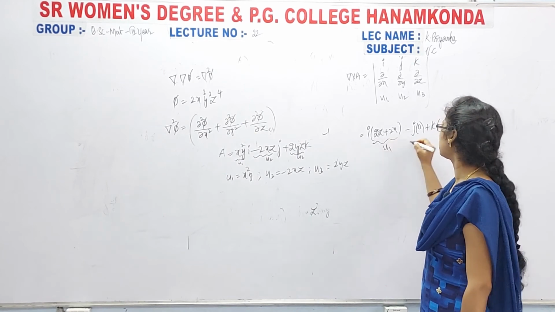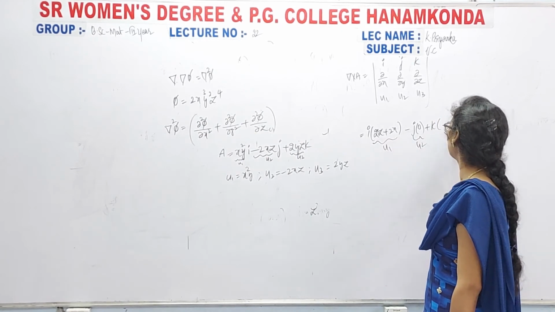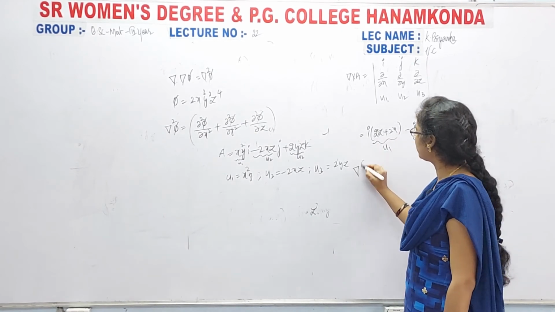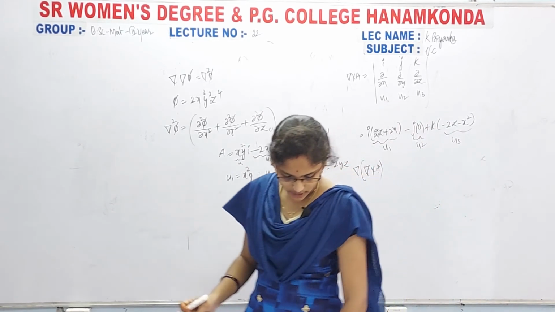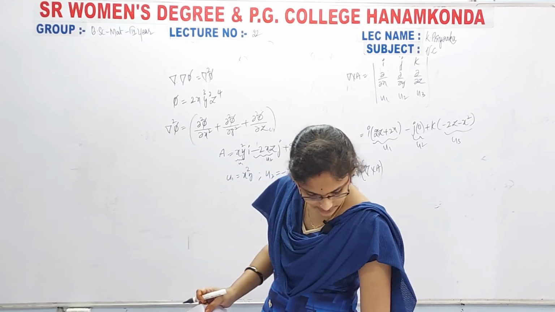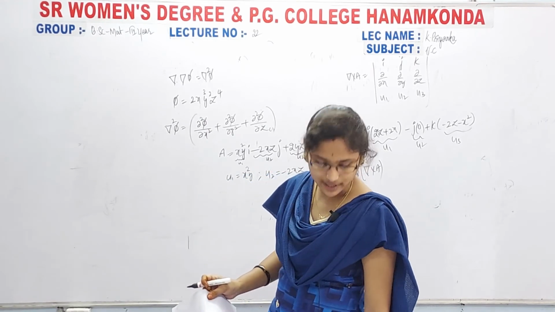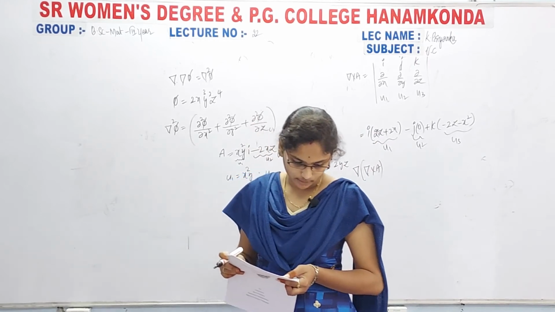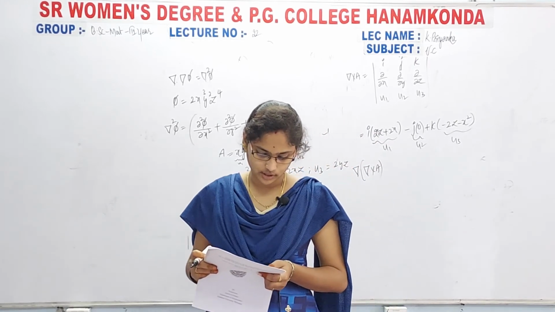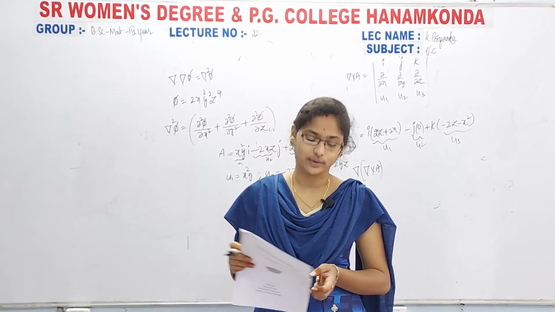Again you have to consider u1, u2 and u3. Again you have to calculate curl of curl. Like this you have to calculate, and finally you will get the answer: 0 comma 2x plus 2 comma 0.